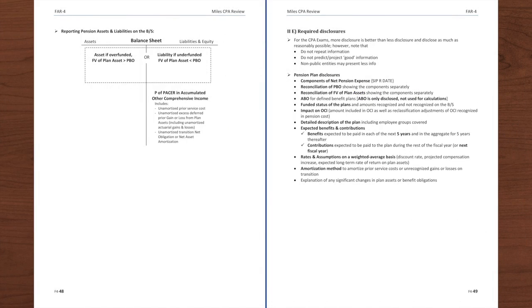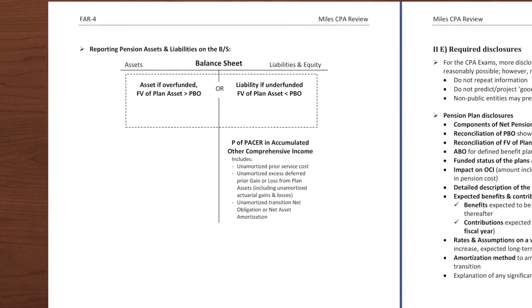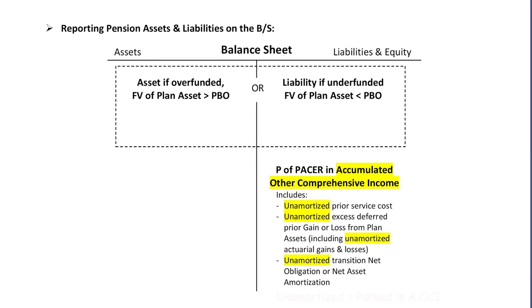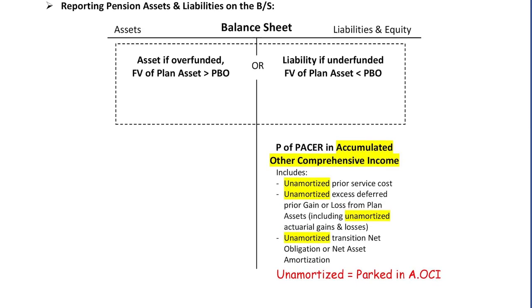So turn on to page 48 and highlight accumulated other comprehensive income. Highlight unamortized for prior service cost. Highlight unamortized for excess deferred prior gain or loss from plan assets, including highlight unamortized actuarial gains and losses. Again, highlight unamortized for transition net obligation or net asset amortization. Now, what I want you to understand is unamortized means parked in accumulated OCI. It's lying in accumulated OCI. Only when you amortize it does it come out of accumulated OCI and go to your income statement.